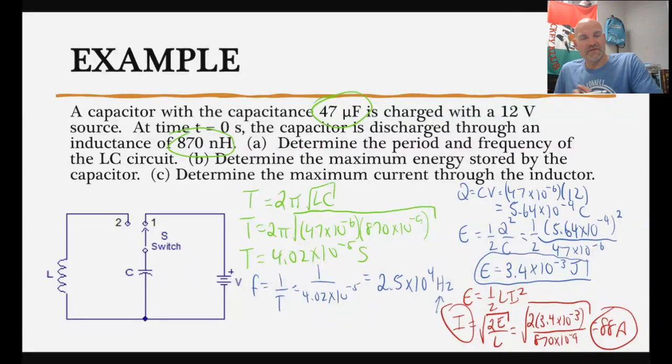So that's the current that is flowing through the inductor when the energy is a maximum. And what happens is that current shifts based on where it is in its process. So where does it go?